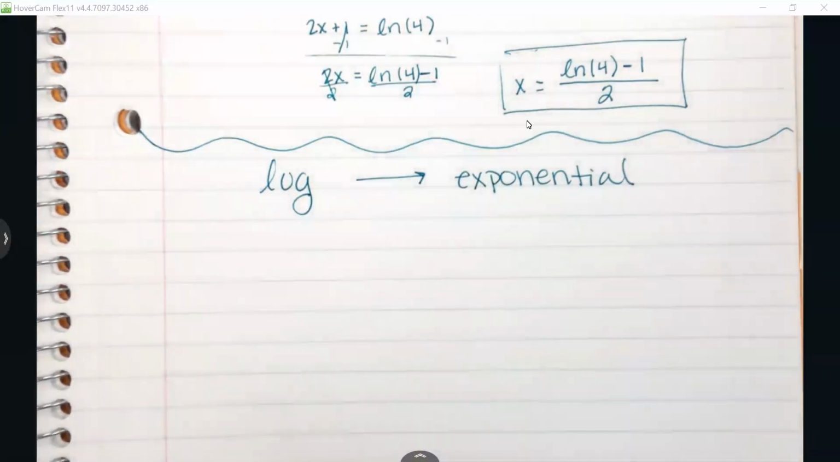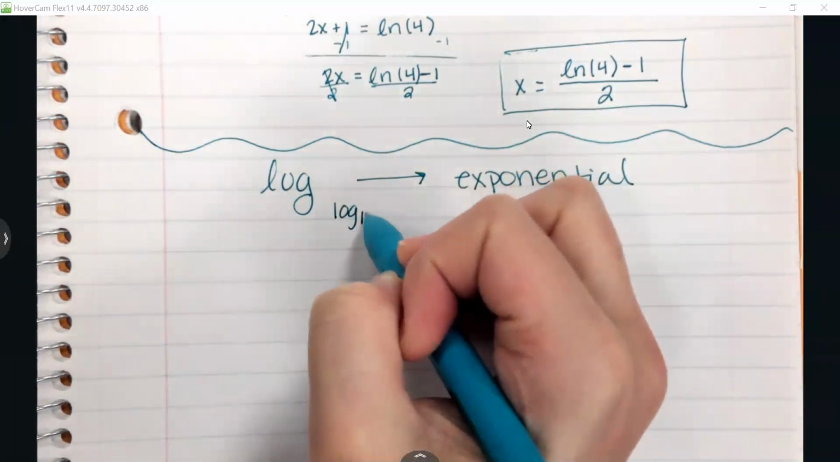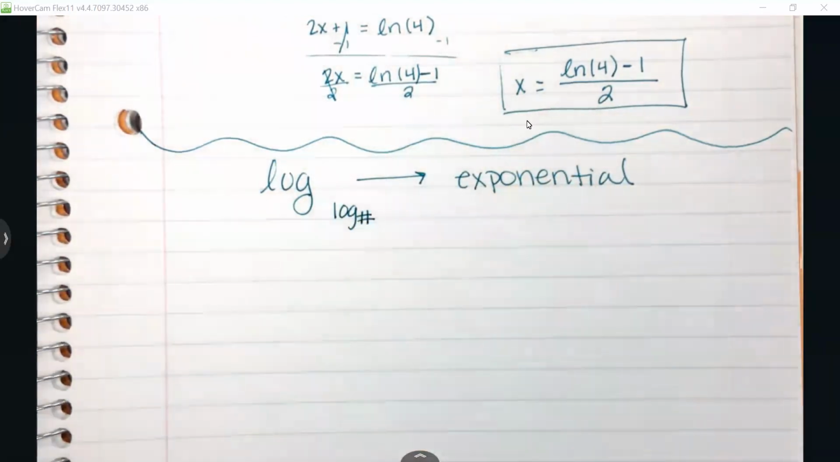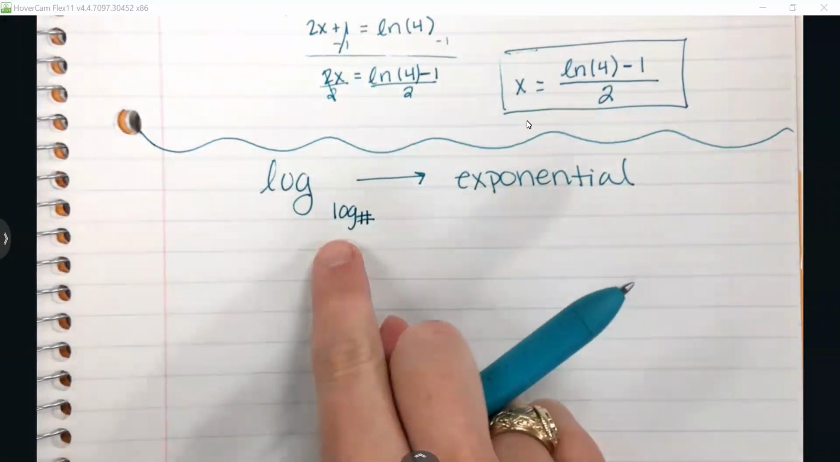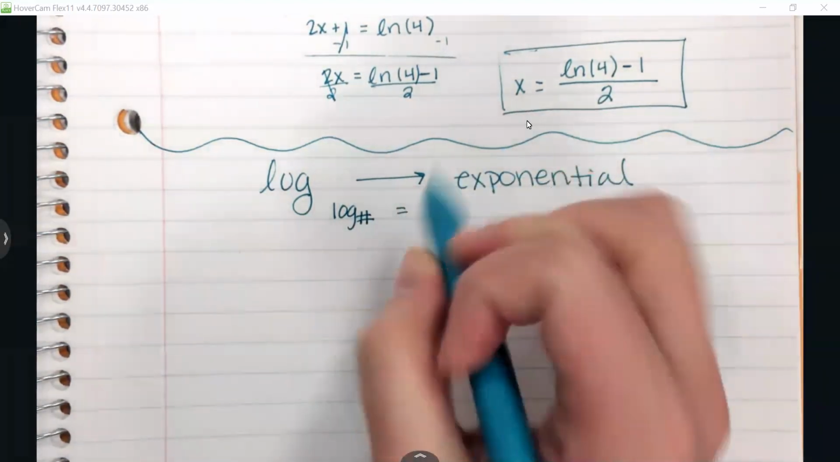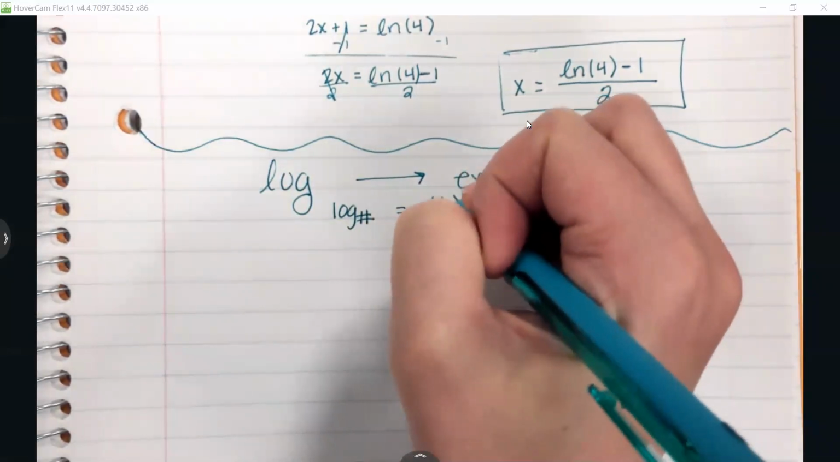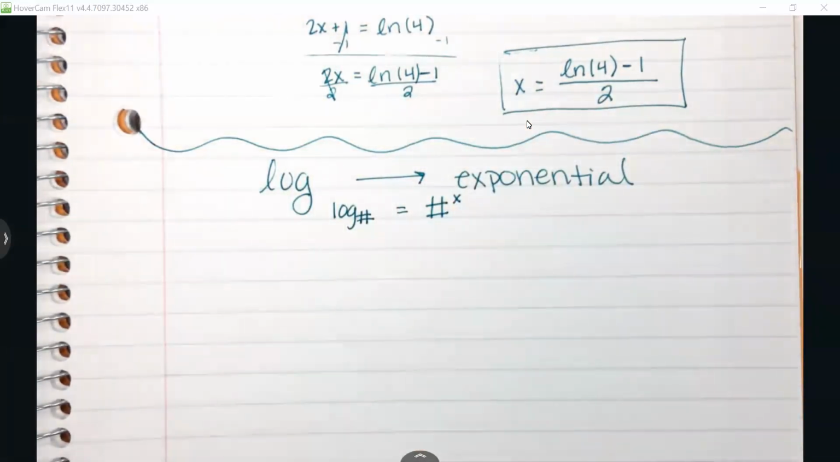So today we're gonna be starting with logs, and a log goes backwards, so it will turn into an exponential. There are 3 possibilities. The first one is if my log has a base that is a number. So if my log has a base that is a number, then that number becomes my big base for my exponent.